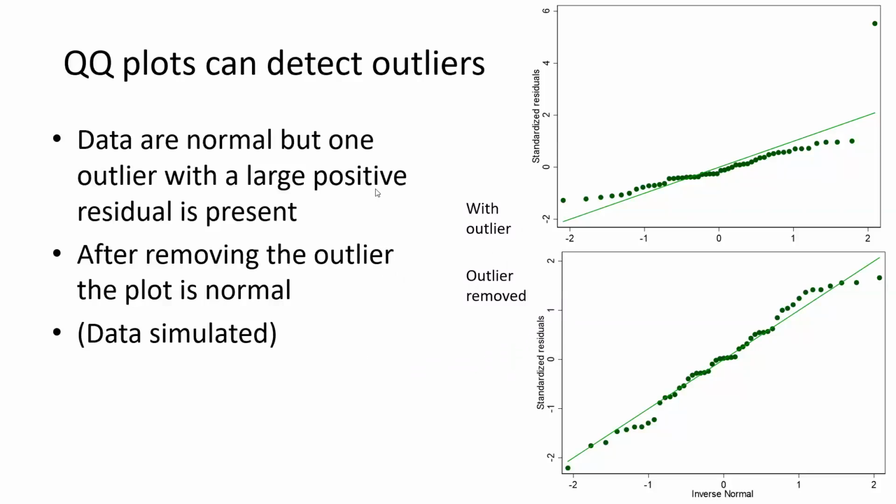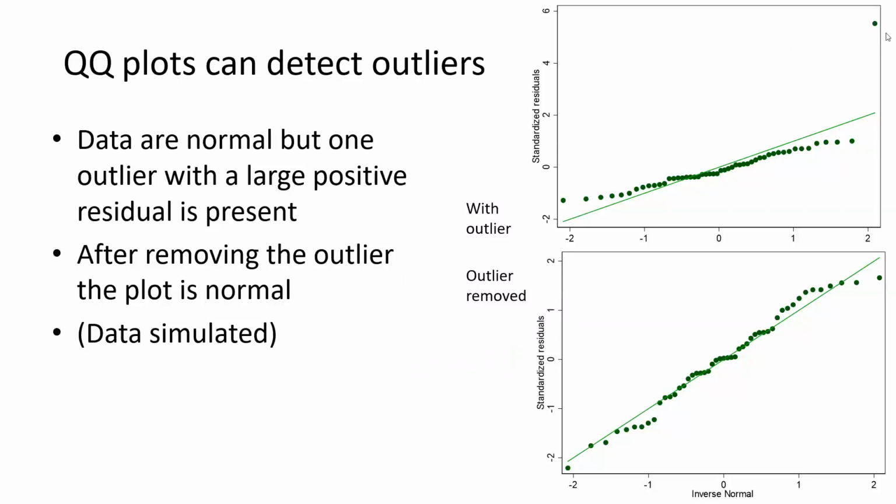Now we are looking at some special things that can happen with qqplots. So one thing is a qqplot can detect outliers. Here we have normally distributed data, but then one point jumps way off the limit up here. And this point is an outlier.